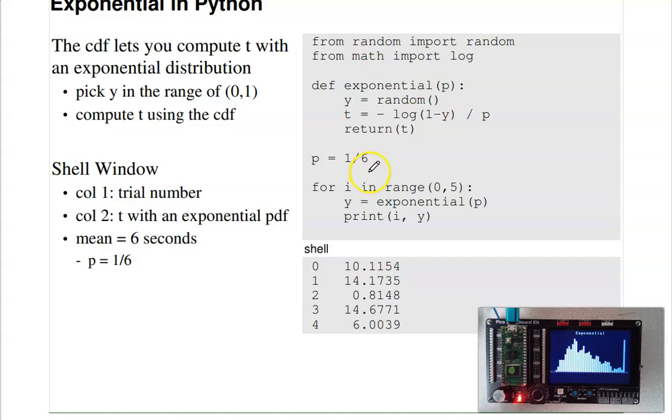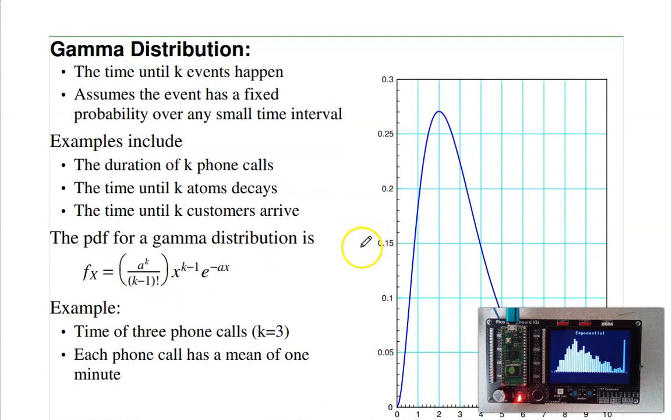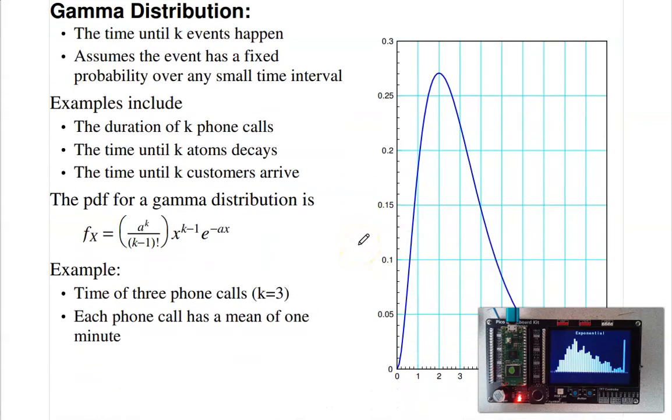And the mean is 1/p. Gamma distribution is the time until k events happen. So that'd be the same as an exponential distribution, but instead of 1 phone call, I want to have 3 phone calls, or 3 atoms decay, or 3 customers arrive. This is the PDF, which looks like that.